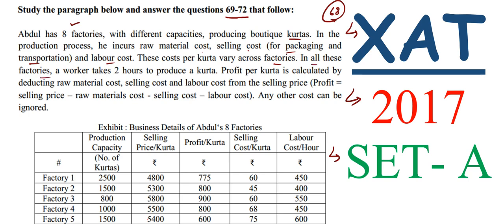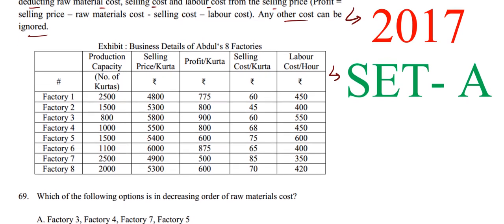In all these factories, a worker takes 2 hours to produce a kurta. Profit per kurta is calculated by deducting raw material cost, selling cost, and labor cost from the selling price. So the profit on a kurta will be found by subtracting all types of cost, that is the raw material cost, selling cost, and labor cost, from the selling price. That is the amount of profit. Any other cost can be ignored, so no other cost should be taken into account.